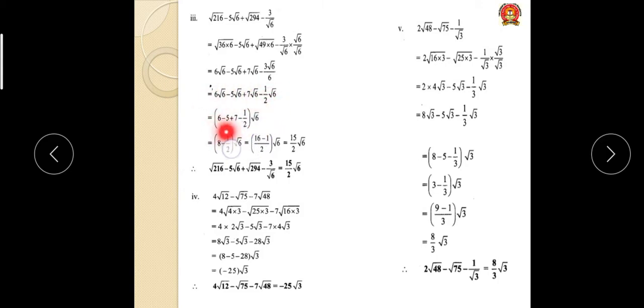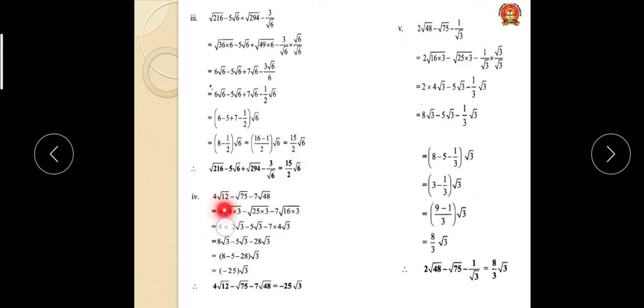Now this calculation I can't explain here. You know how to add and subtract fractions. By adding and subtracting, you will get 8 minus 1 by 2 root 6. So after this again you will get 16 minus 1 upon 2, which gives 15 divided by 2 root 6. So what is the answer? The answer should be in the simplest form. So the answer is 15 by 2 root 6.